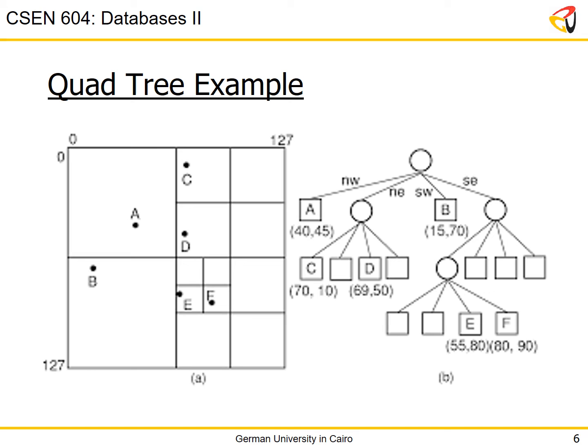If I would like to know, for example, what exists in 63, 0, 63, and 127, 127, which is the lower half, then I can find that immediately from the quad tree by just going through the right subtree and retrieving all the data points there.